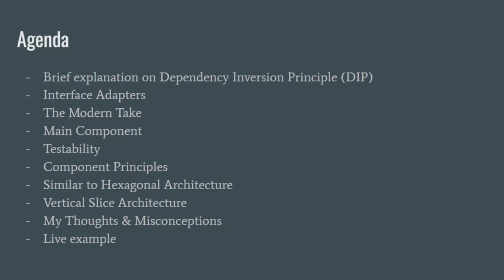So we will be looking at dependency inversion principle, which is very important, interface adapters, the modern take of clean architecture, main component, testability, component principles, the similarity between clean architecture and hexagonal architecture, vertical slice architecture, which is mentioned in this book, my thoughts and misconceptions, and then we will dive into the live example.